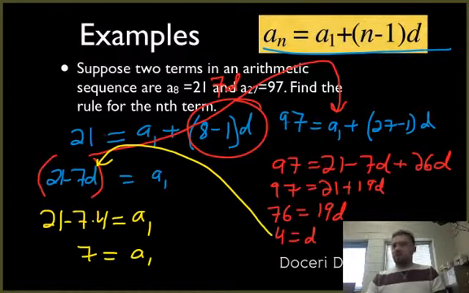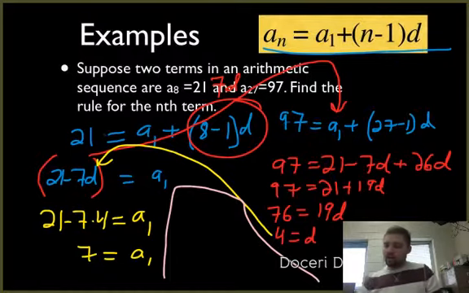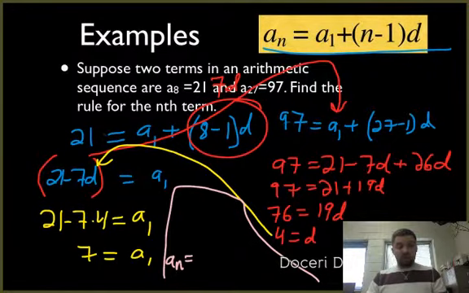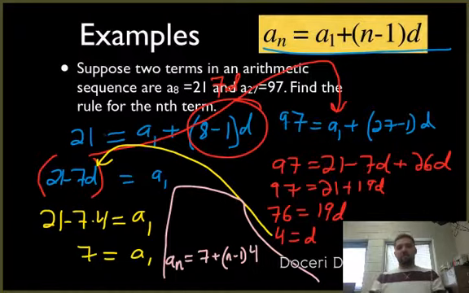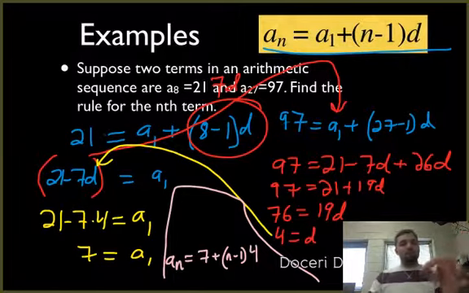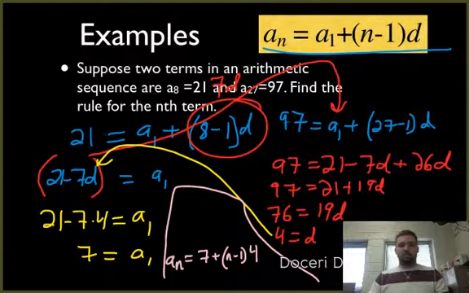And we could check, but finally our rule, oh my goodness, I kind of didn't leave myself enough space here, but my rule, right in this pink box here, is going to be a sub n equals, let's see, a sub 1 was 7 plus n minus 1 times d. Well, d was 4. And you can simplify that if you want. But that's it. That's how we found a rule for a sub n given two terms in the sequence, neither of which was a sub 1, and without knowing the common difference. So we can use two equations, two unknowns.